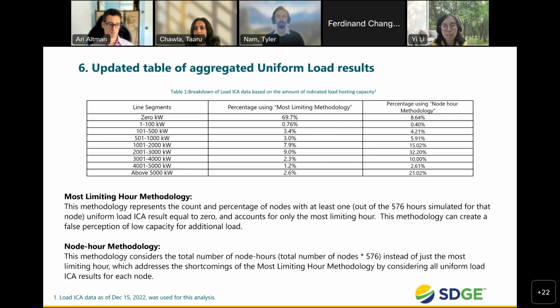Yeah, sure. One clarification I would like to make, and one important distinction to draw between load ICA and the detailed engineering review, as I was describing, is that load ICA does not encompass everything that a planner or engineer considers when they're performing engineering review, right?